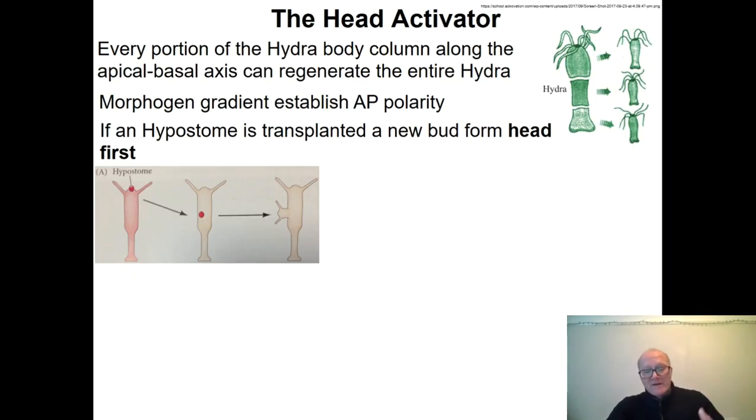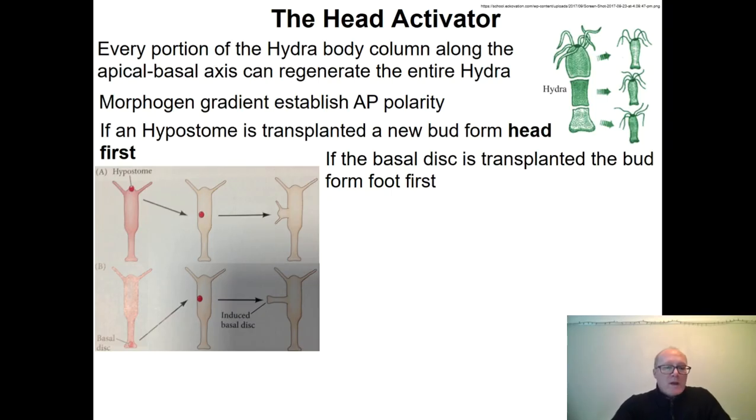When we do this, when the hypostome is grafted on a host, we observe the formation of a new bud at first. So this suggests that there is a signal from the hypostome that induces the formation of the head. Moreover, when we transfer the basal disc, so the basal part of the Hydra, what we have is the formation of a bud that develops basically the basal part of the Hydra first. So this again may suggest that there is one signal, one gradient from the head to the foot.